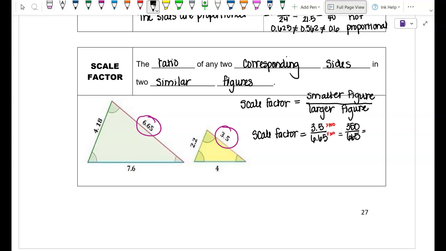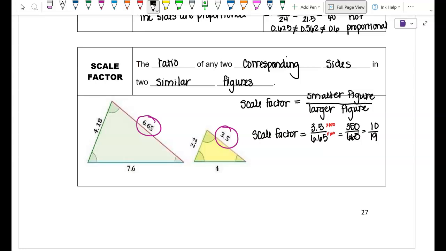And this is only if you have math mode. If you don't have math mode, you would actually have to reduce it manually. But if our calculator's in math mode and I put 350 divided by 665, what is the fraction that reduces down to? 10 over 19.